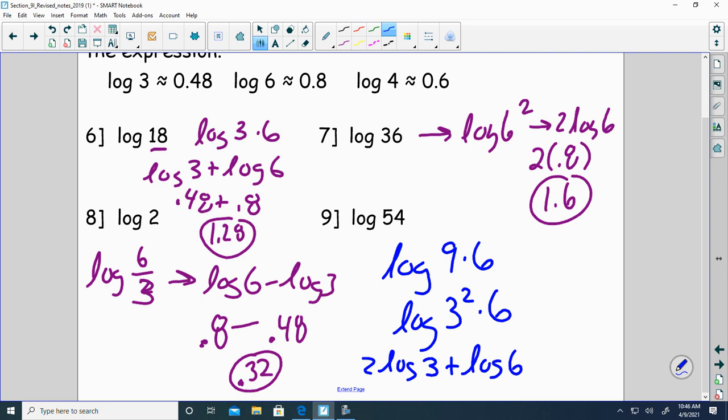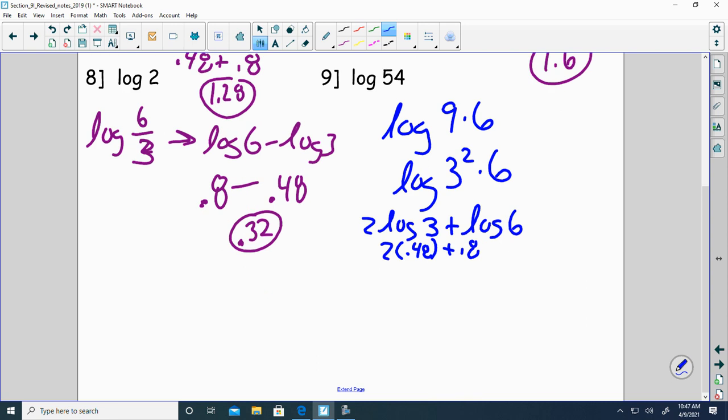Does that work? Okay, log 3, they told us, is 0.48, so I'm going to go 2 times 0.48. I know that log 6 is 0.8. And then 2 times 0.48 is 0.96 plus 0.8. What do you think? 1.76? I like that answer.